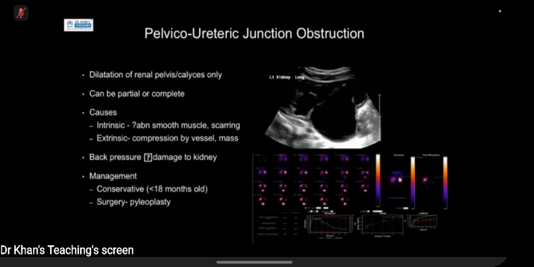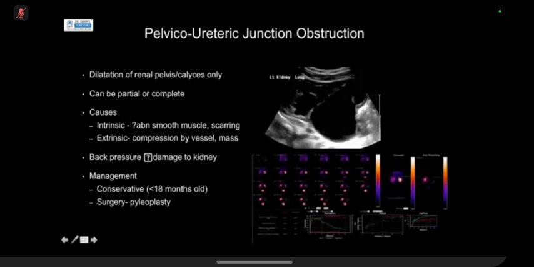So a vessel goes along the PUJO and then causes obstruction at that point, and that's diagnosed using MRA, but that tends to be done in older children. Or you can have an extrinsic compression due to an abdominal mass. So just be aware that when you're doing the ultrasound, try and look to see if there's any abdominal mass. You can try and look for a crossing vessel on ultrasound, but I find it very difficult. So MRI is the best option.